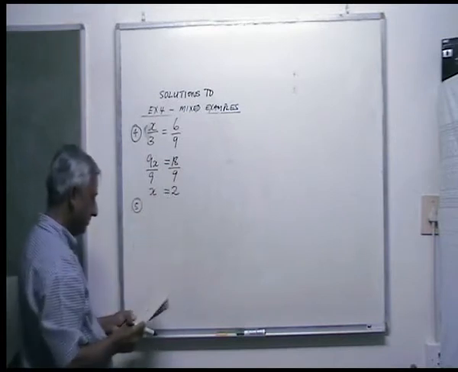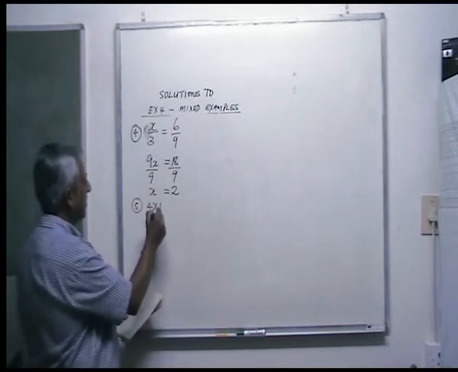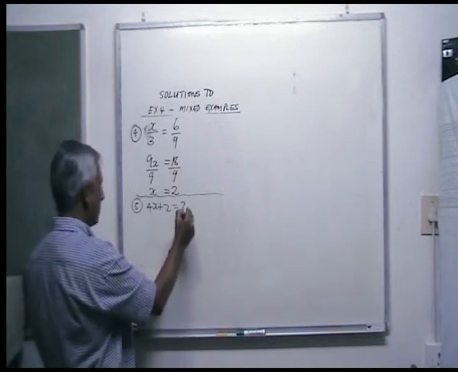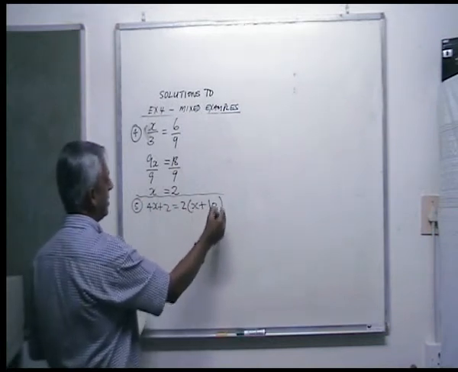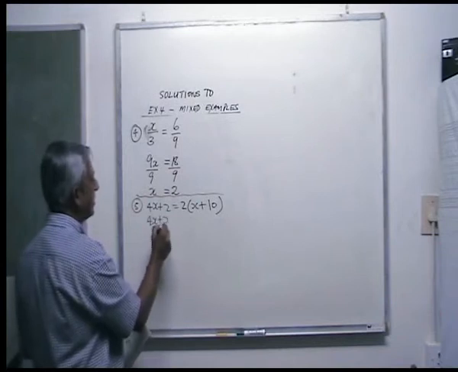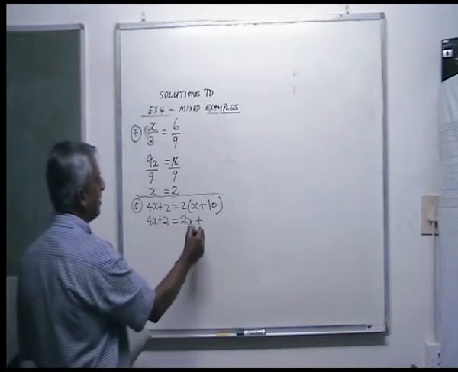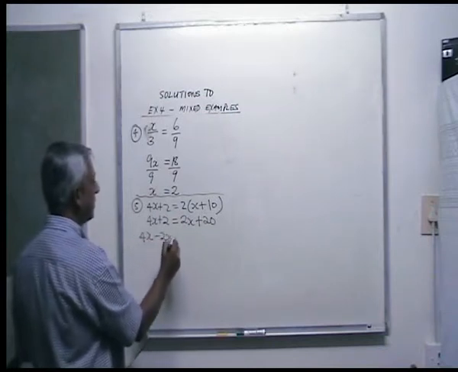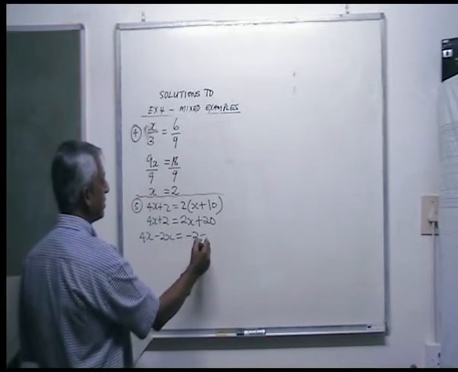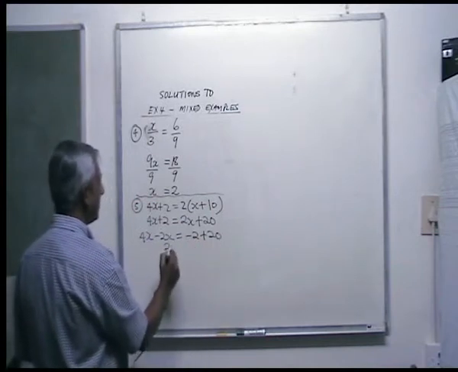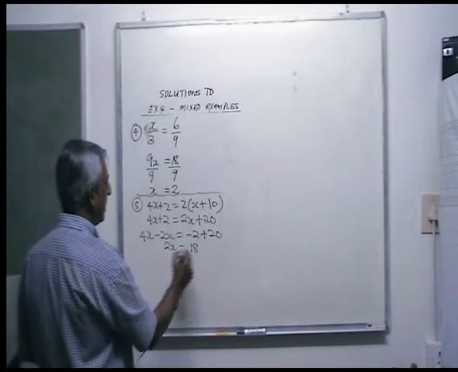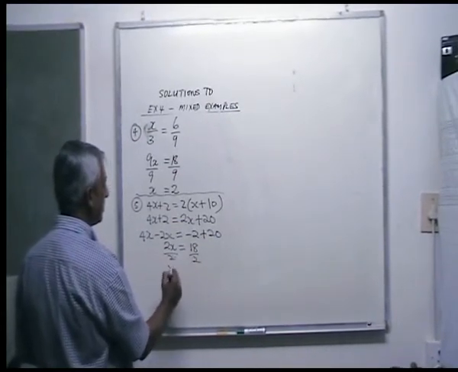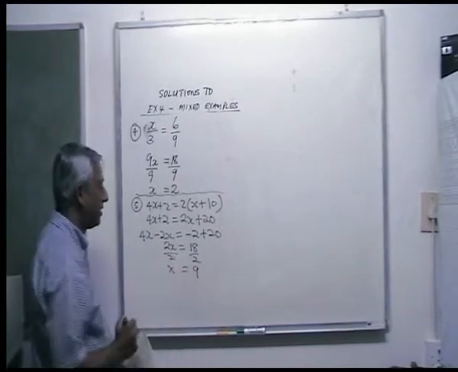Number 5, 4x plus 2 is equal to 2 into x plus 10. So you got 4x plus 2 is equal to 2x plus 20. Now you start transposing. 4x minus 2x is equal to minus 2 plus 20. That gives you 2x is equal to 18. Divide by 2, divide by 2, x is equal to 9.